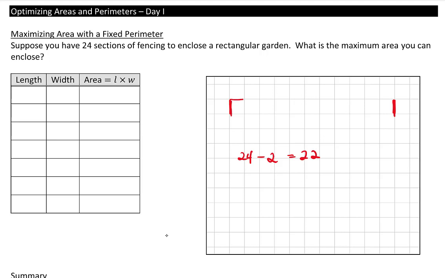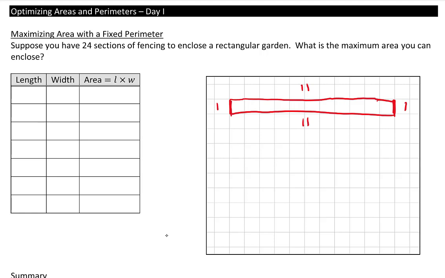So we have 1, 2, 3, 4, 5, 6, 7, 8, 9, 10, 11. Because we have 1 piece here, 1 piece here, 11 here, 11 here. That gives us 22 pieces of fencing. So we're saying our length is 11, our width is 1, and if we try to find the area for that garden, 11 times 1 tells us the garden's area is 11 units squared.